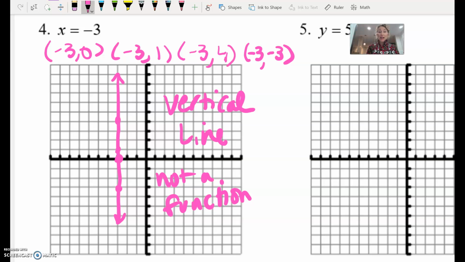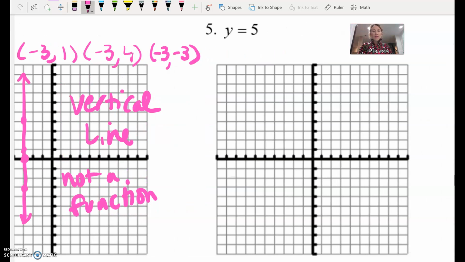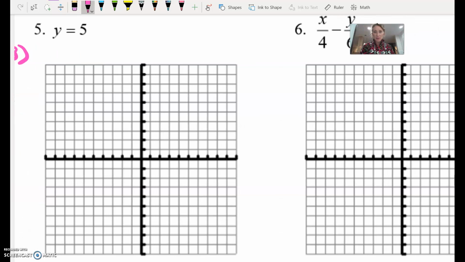So anytime we have x equals a number, it doesn't matter what y is equal to. Y can be anything, is what it's saying. It just matters that x is -3, and when you go and plot those ordered pairs, you find that it's a vertical line. So looking at number 5, we've got the opposite situation. So let's plot some ordered pairs here. We're already predicting though, hey, it's just y, there's no x.